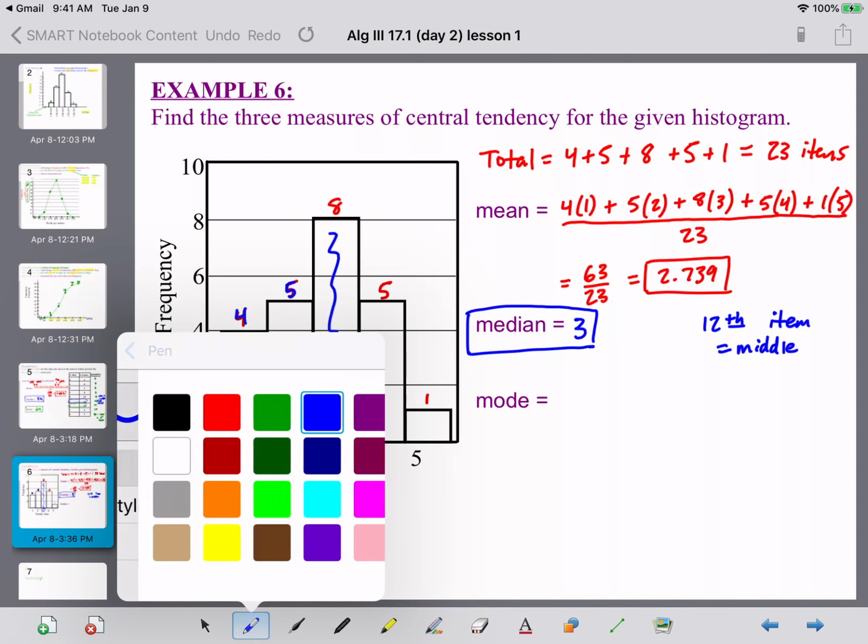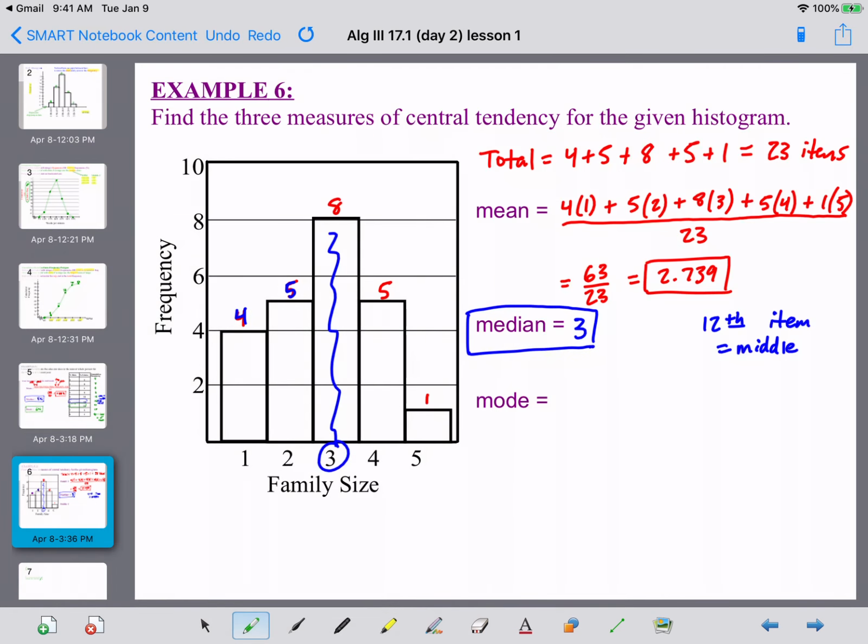All right, and then lastly, the mode is the most repeated one. That's really easy to see in a histogram. Whatever bar in the histogram is the biggest gives you the mode. So the mode is actually also 3. And that just tells us that most households have a family size of 3.